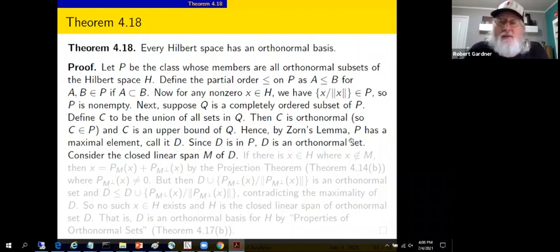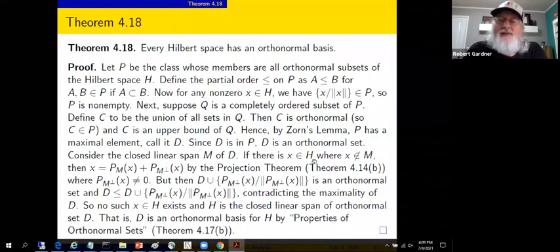D is in P, since it's a maximal element of P. P is a collection of orthonormal sets, so D itself is an orthonormal set. Consider the closed linear span M of D. We want to show M equals H. And that, according to Promislow's approach to an orthonormal basis, will show us that D is an orthonormal basis. But we've taken this extra little shift here of going to the closed linear span. And again, linear means finite linear combinations. The closure is kind of throwing in limit points.